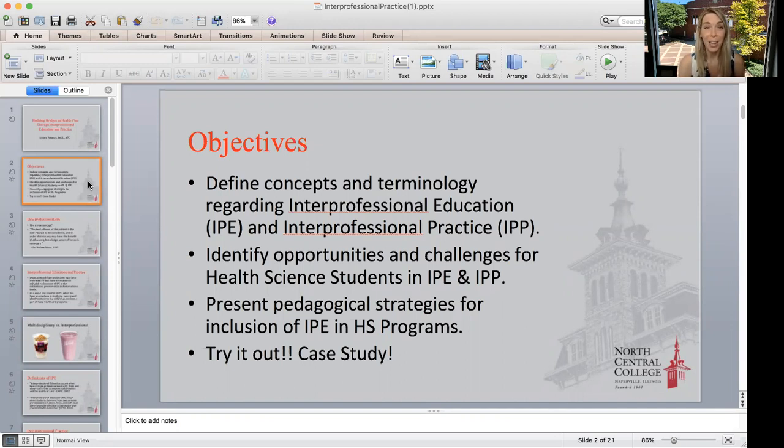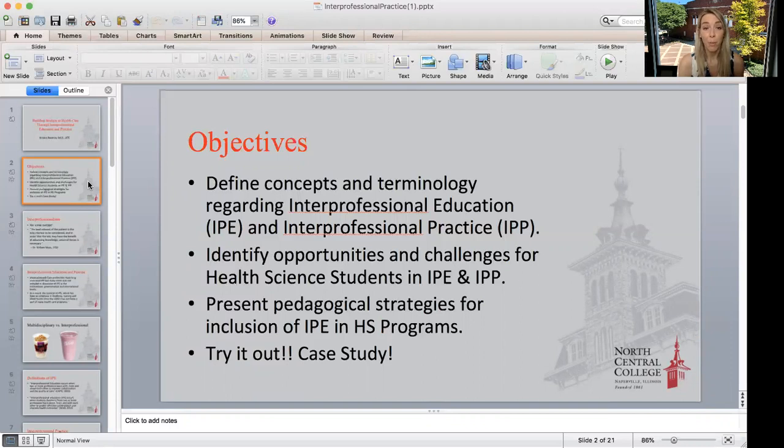So the first one, basic, defining concepts and terminology regarding, and there's those words, interprofessional education, interprofessional practice. And like I said, abbreviated IPE or IPP. So either way, you'll see those. I'd like you to start thinking about opportunities and challenges for health science students in IPE and IPP. Whether you're a health science student or not, you should be able to see some opportunities as well as challenges.